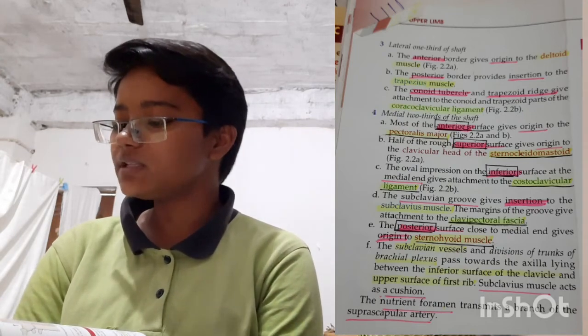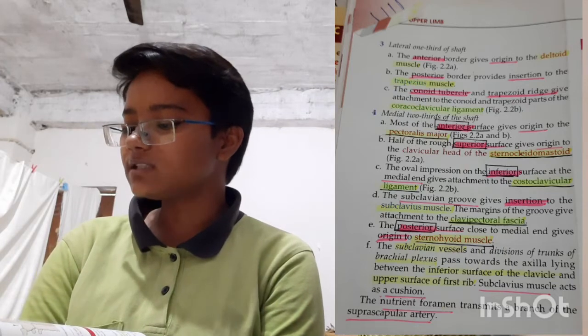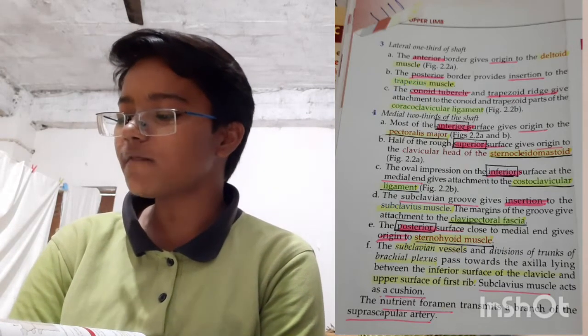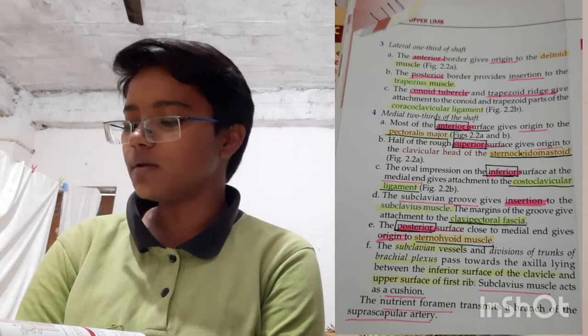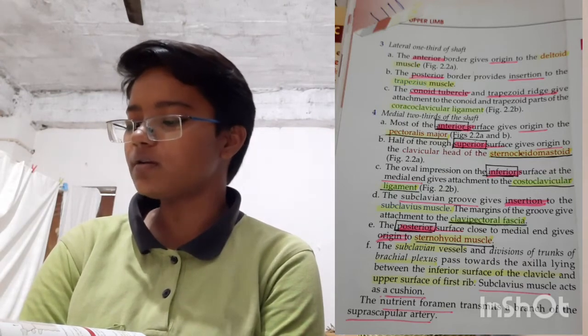The subclavian vessel and divisions of the trunk of the brachial plexus pass towards the axilla lying between the inferior surface of the clavicle and the upper surface of the first rib. Subclavius muscle acts as a cushion. The nutrient foramen transmits a branch of the supraclavicular artery.